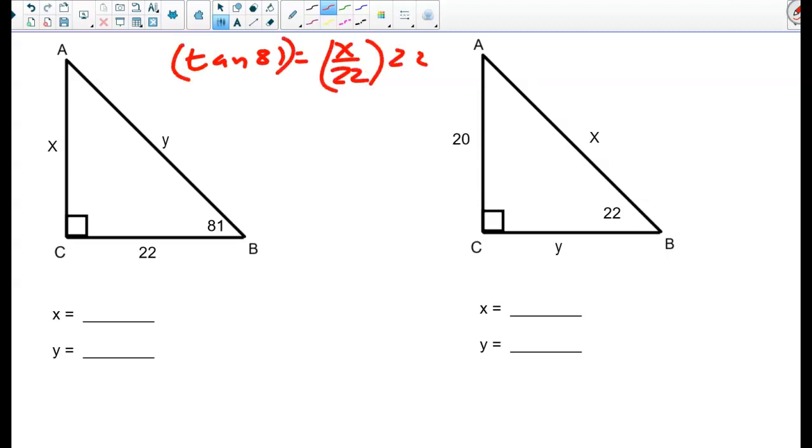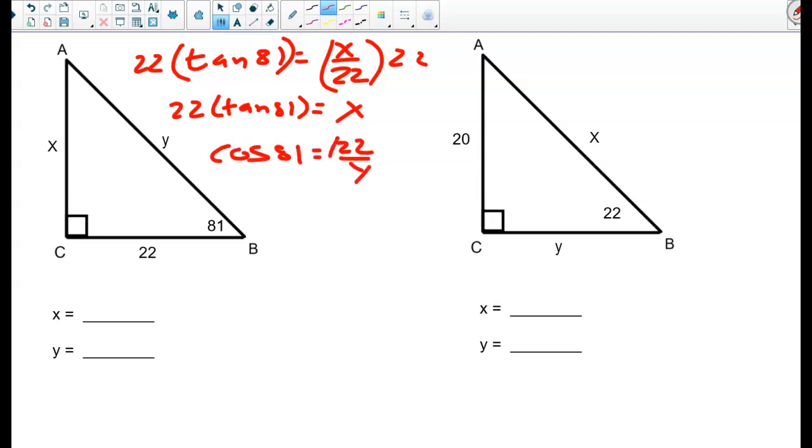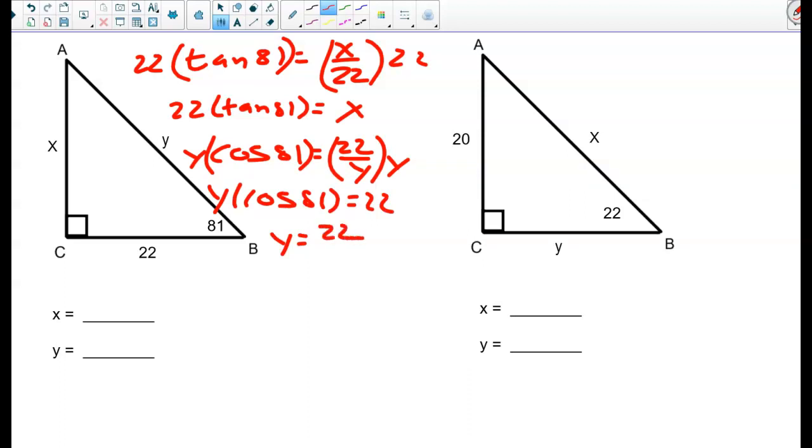We're going to multiply both sides by 22. 22 times the tangent of 81 equals x. For the y, that's a two-stepper. The cosine of 81 equals 22 over y. We're going to multiply both sides by y. And y equals 22 over the cosine of 81.